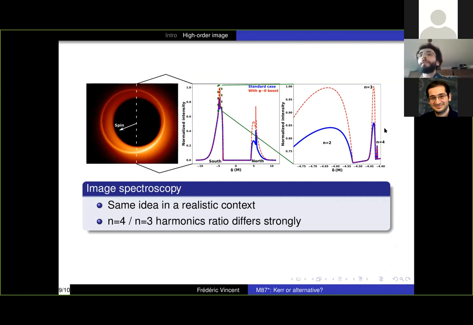And what is important is that you see that the n equal 3 to n equal 4 ratio is varying in the two experiments. So I think this is a convincing proof that indeed the image spectroscopy that you can make by analyzing this kind of black hole image is very much dependent on the emission model that you put. If you take an axisymmetric emission, or if you take a half boosted emission flow, you will have a different image spectroscopy.